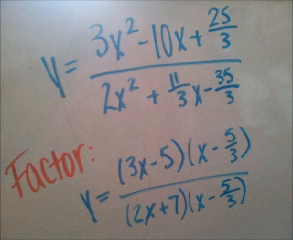I then graphed my equation. I drew my coordinate plane, and I drew my arrows, and then I also labeled my axes. I then drew my asymptotes. I have a vertical asymptote at negative 7/2, so I drew a vertical dashed line at negative 7/2, and I drew my horizontal asymptote as a dashed line at y equals 3/2.